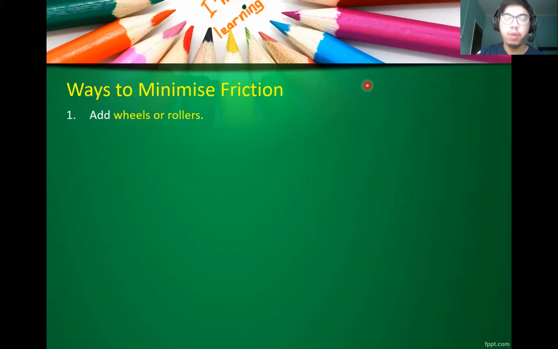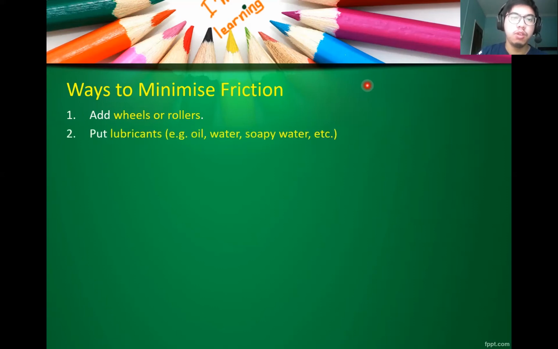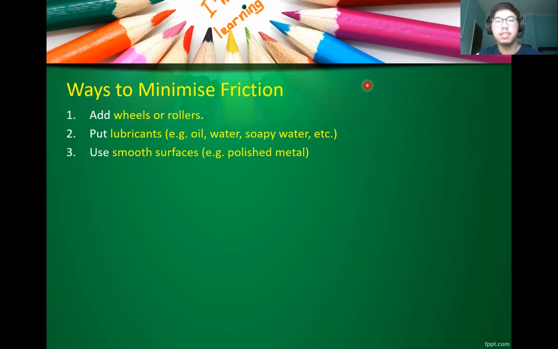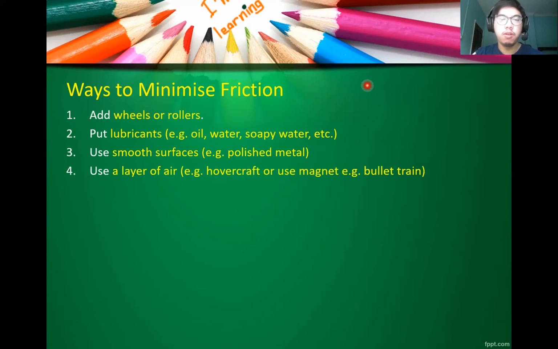Number one, you add wheels or rollers. Number two, you make the surface smoother by putting lubricants, for example, oil, water, or soap. Number three, you smooth out the surface, you polish the surface in order for it to have less friction and can slide against whatever surface much more easily. Number four, use a layer of air. Instead of having the object sliding against the ground, you make sure it is levitating. And this can be seen in hovercrafts or, like the example before, the bullet train.